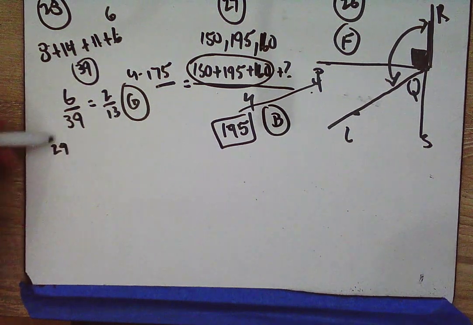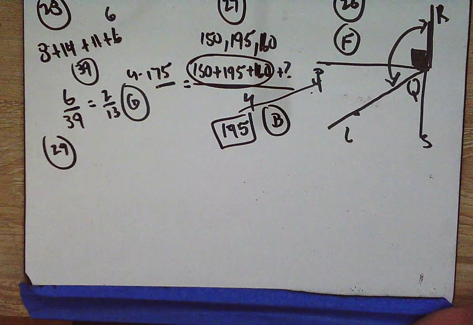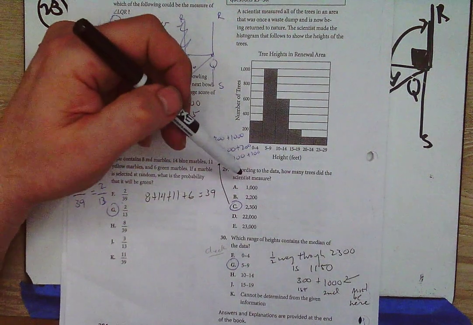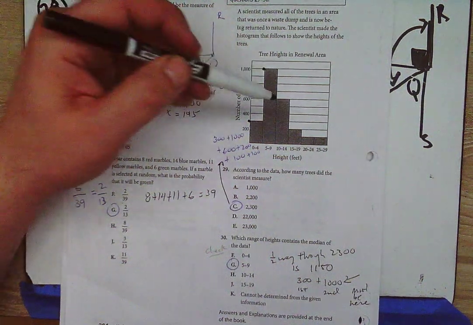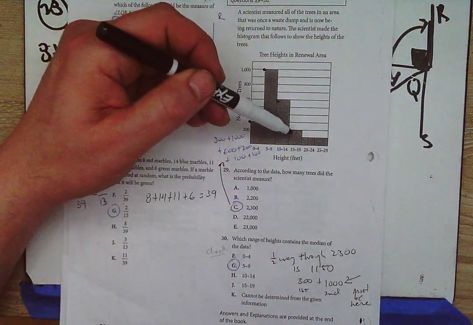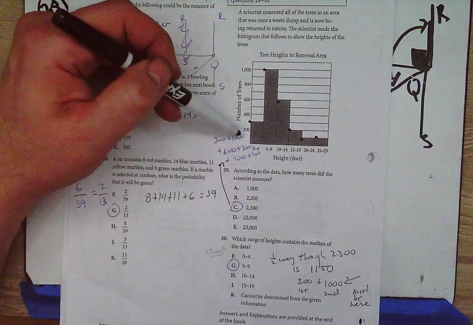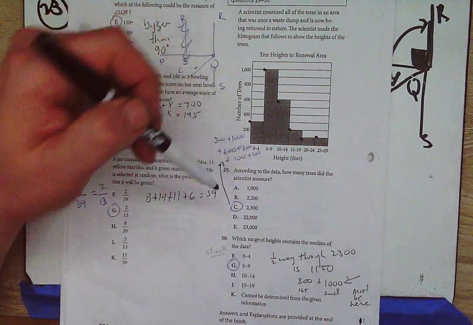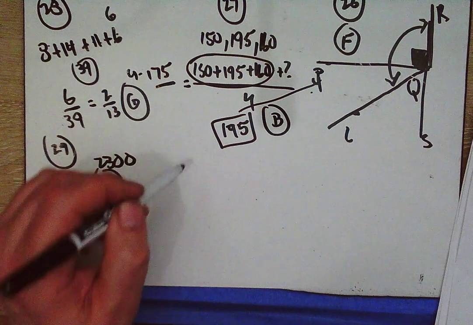Okay, 29 and 30 deal with this table. Let's see what we can say about this table. It says, according to the data, how many trees did the scientist measure? Well, that's 300 plus 1,000 plus 600 plus 200 plus 100 plus 100. So I added up 300 plus 1,000 plus 600 plus 200 plus 100 plus 100. And I got 2,300, or choice C.